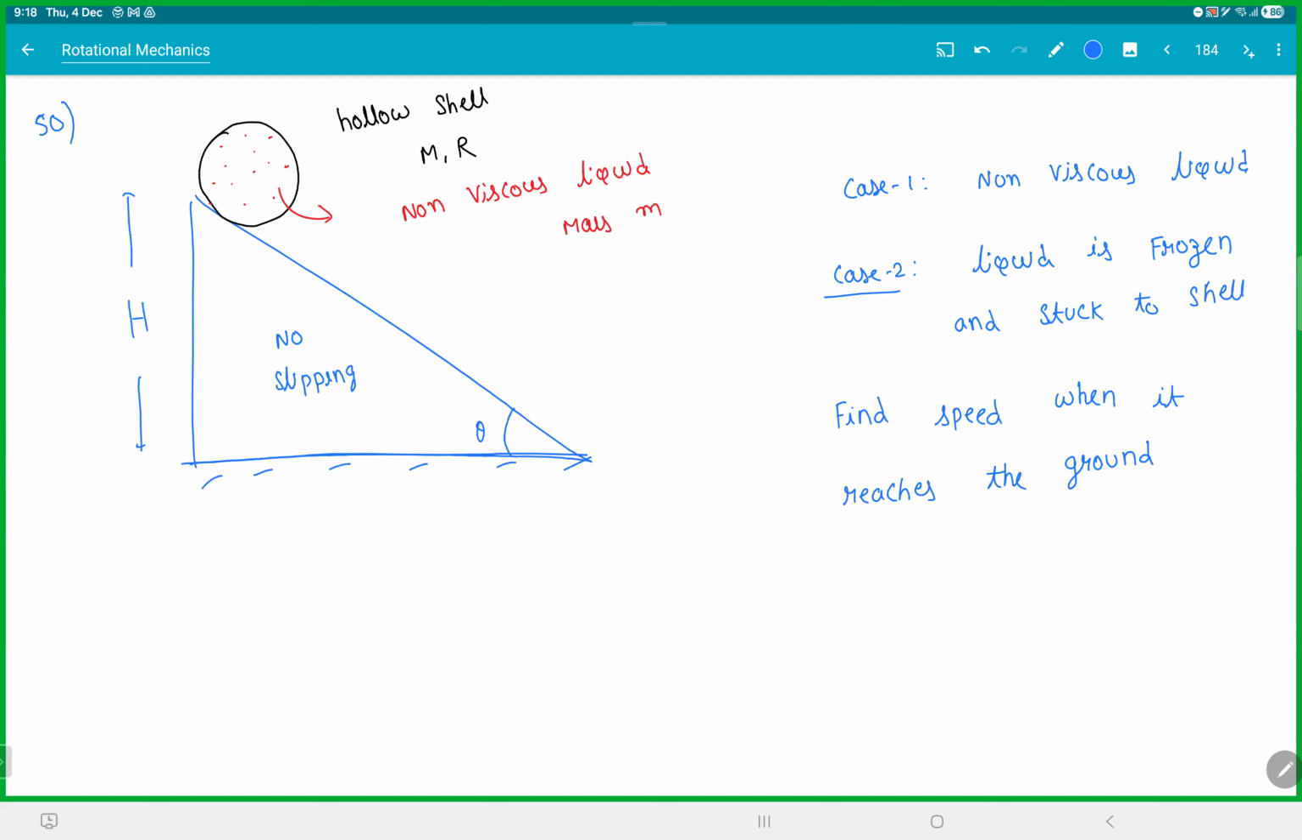Is the question clear? We have a hollow shell. You filled it with some liquid. Case one, the liquid is non-viscous, so there's no friction, nothing. Case two, you cool down the liquid and it became ice. It became like a solid ice and it got stuck to the shell. Now, in both the cases, when you release it from the top, it will come down rolling. Find the speed when it reaches the ground.